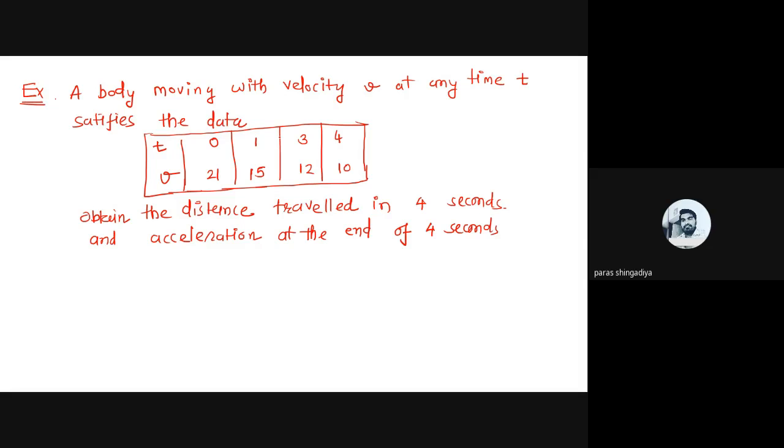So at 1 second, the velocity of this body is 50. Then at 3 seconds, the velocity of this body is 12. And then at 4 seconds, it is 10. Clear? So by using the Lagrange interpolation technique, by using this formula, we'll obtain the distance, meaning how much distance this body will cover in these 4 seconds.